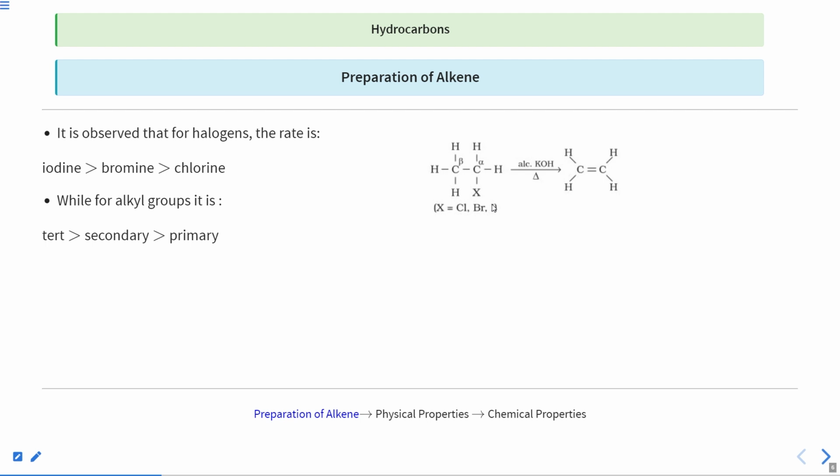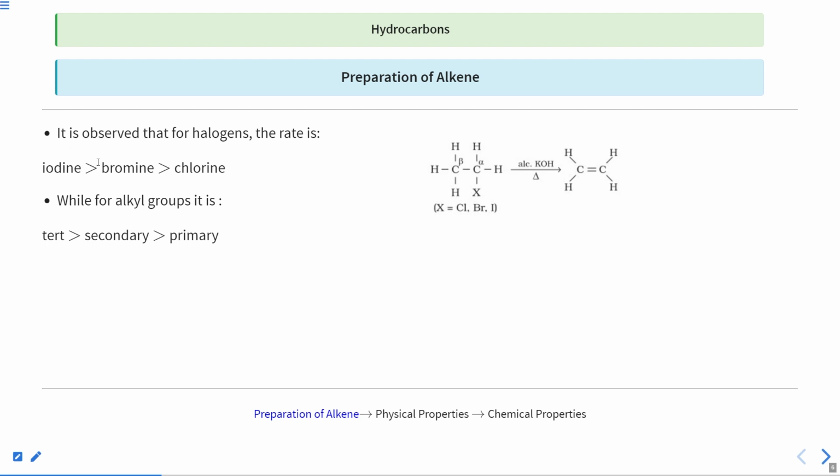Clear? So this is the reaction, and since the elimination takes place at the beta position, it is called beta elimination. The reaction condition is written like this: alc. KOH, meaning alcoholic KOH, and that also in the presence of heat. Clear? So this reaction is also very, very important. All these reactions are very important. Now here X can be chlorine, bromine or iodine. It cannot be fluorine. So this should also be kept in mind.